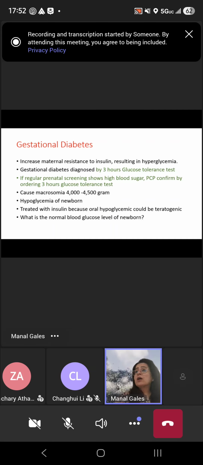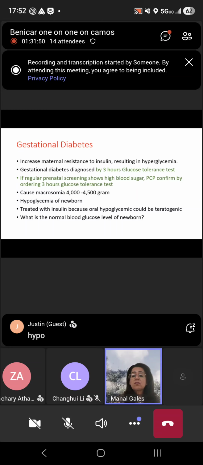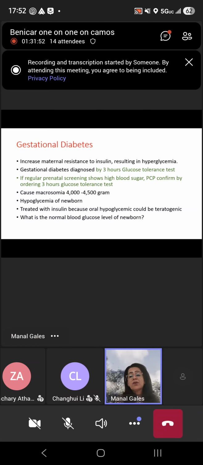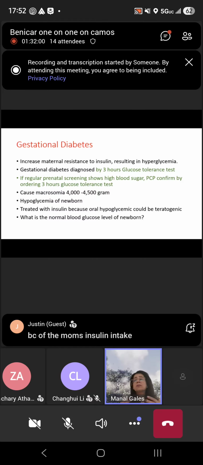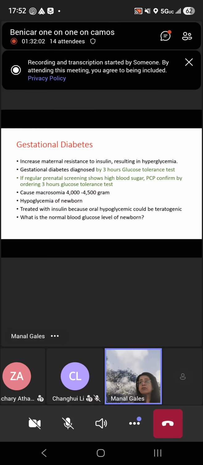What about the blood glucose in the newborn? Is it hyper? Will he also have high blood sugar like mom, or hypo? Hypo. The baby will have hypo. Do you guys agree? Hypo or hyper? Yes, very good. Hyper for the mom, hypo for the baby. But let's understand why hypo.